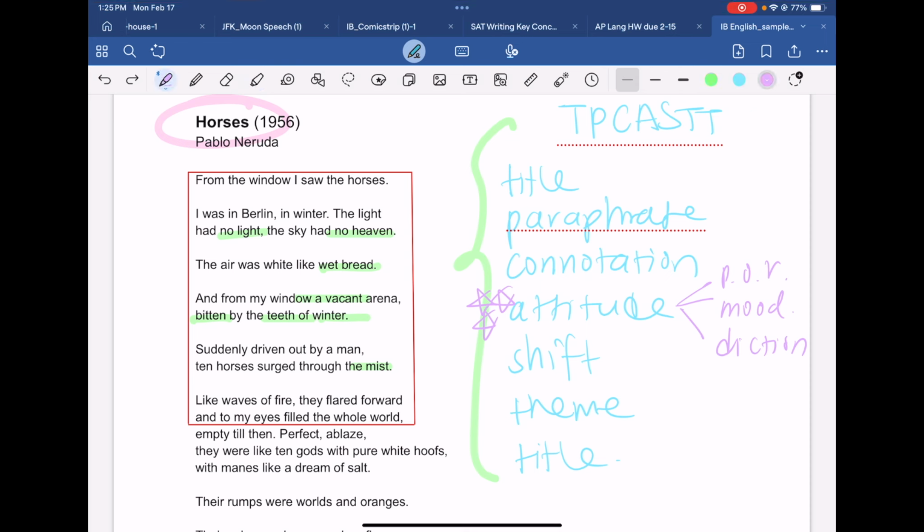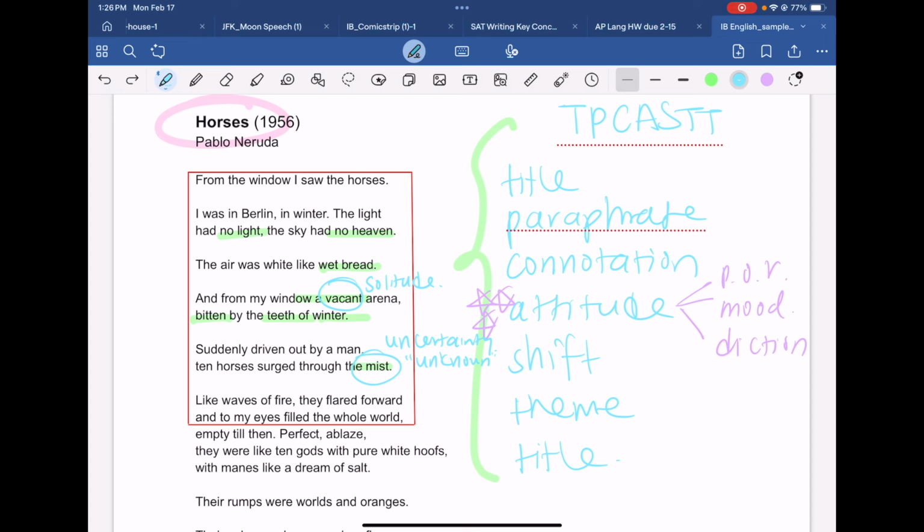Pertaining to the word, for instance, vacant and mist, vacancy, right, kind of helps us understand that somebody is in great solitude or they are detached from a situation. I will write that out. Solitude or detachment. Mist, right? Mist can be symbolic of uncertainty, or the unknown, something that's mysterious, for instance.